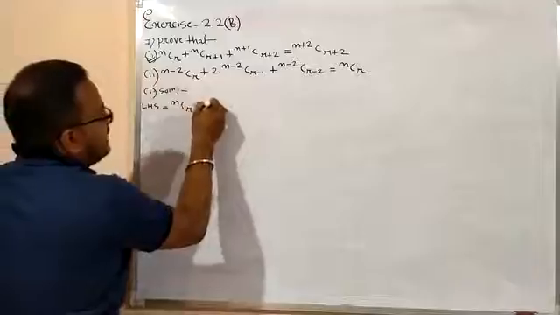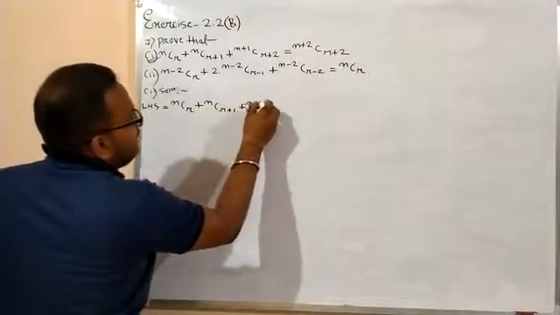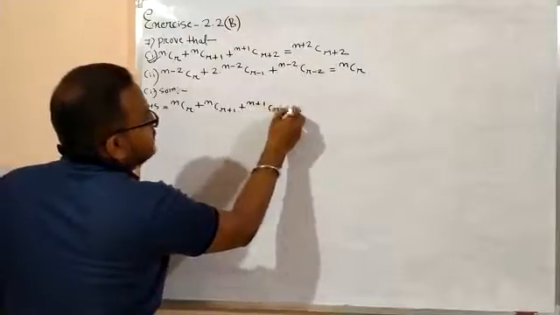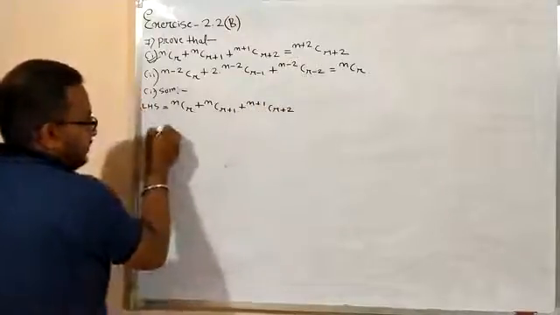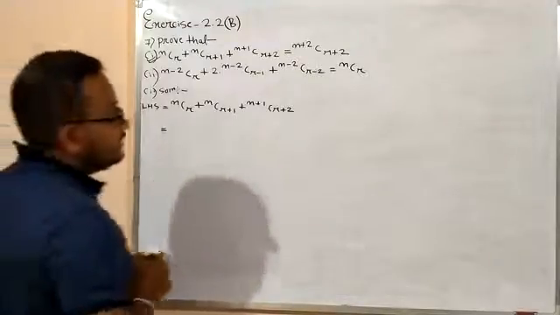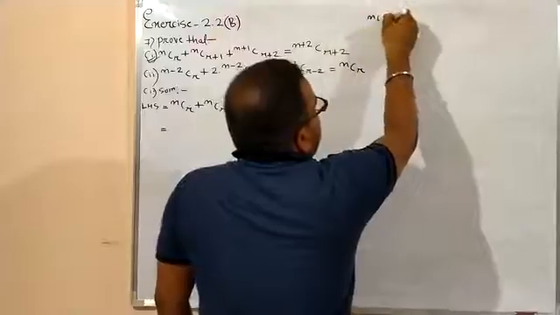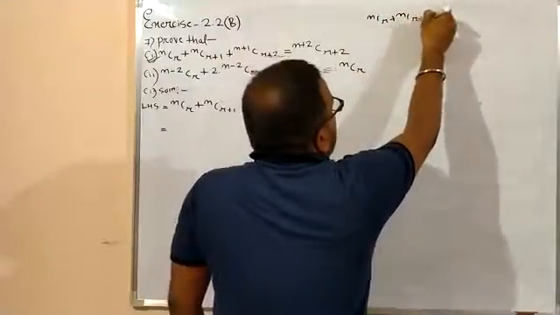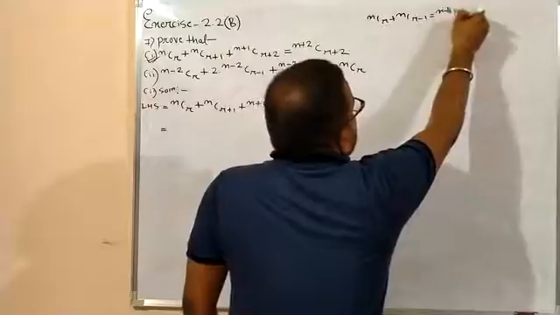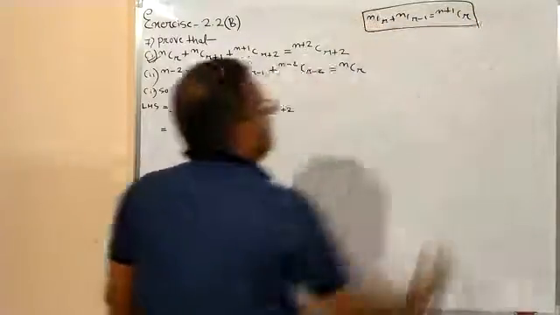nCr plus nCr+1 plus n+1Cr+2. Okay. So now this equals to, now again I am going to use this one. Okay. nCr plus nCr-1 equals n+1Cr. So this formula is very useful. Always remember it. This is very useful.